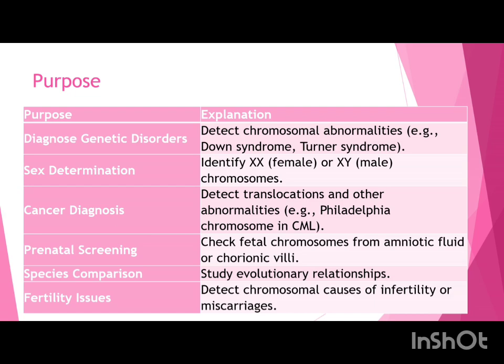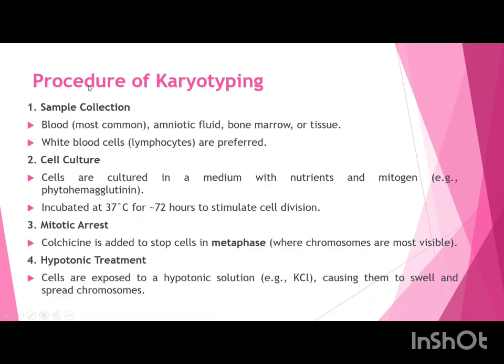Species comparisons: when we want to create an evolutionary relationship between species, we can go for species comparison. Fertility issues: we can detect the chromosomes which cause infertility and miscarriages. We can correct it with the help of gene therapy. So this is the main focus of why this technique has been developed, because it has so many positive results which you can obtain.